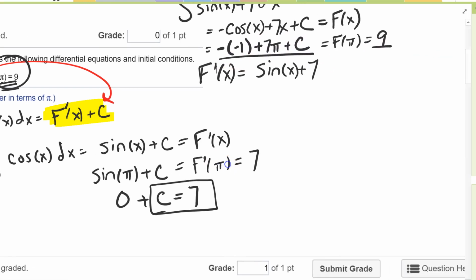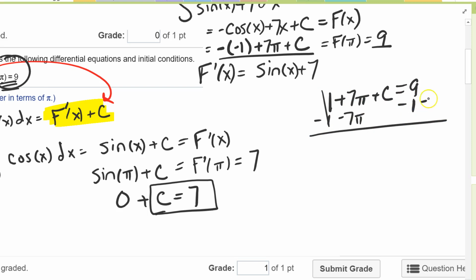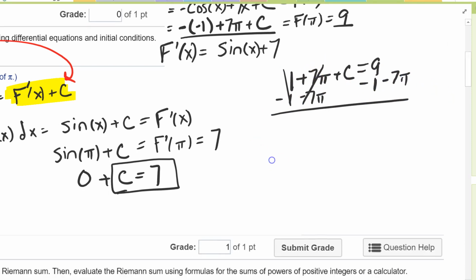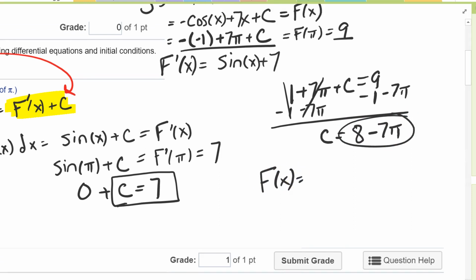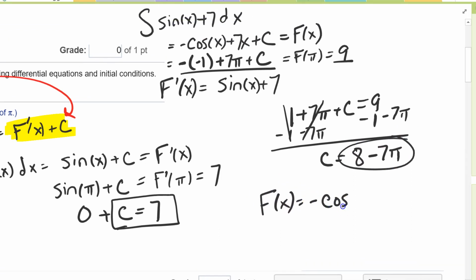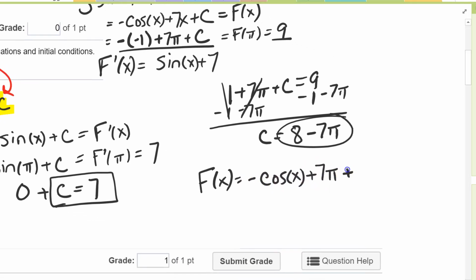So I'm going to have to drop down here. I would have 1 plus 7 pi plus c equals 9. So subtract 1, subtract 1, subtract 7 pi, subtract 7 pi. And that gives me c equals 8 minus 7 pi. So then my function f of x is going to be minus cosine plus 7 pi plus 8 minus 7 pi. So simplifying, minus cosine of x plus 8.